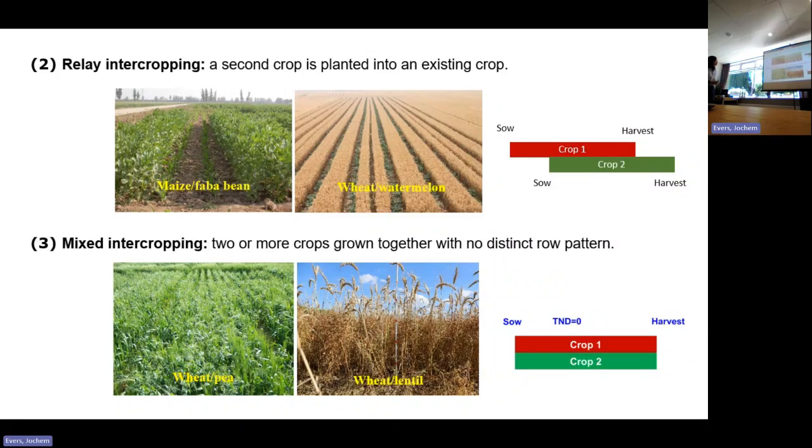Another intercropping system is mixed intercropping. I think most of you commonly see this intercropping system in Europe. Two or more crops are grown together with no distinct row pattern. So two crops are sown and harvested together. That is convenient for the machinery.